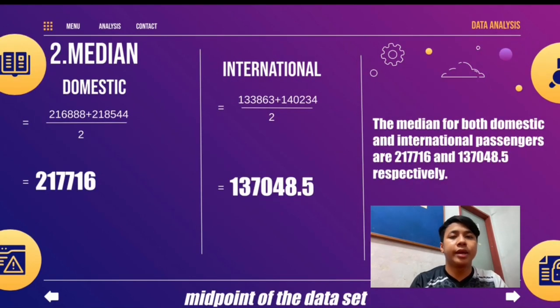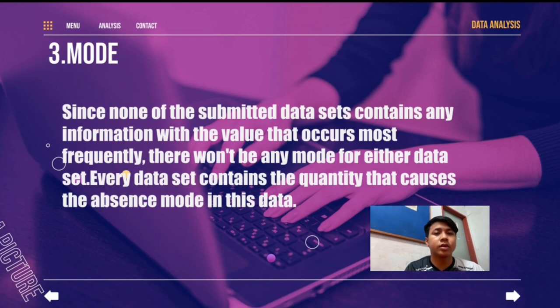And then for the median, for domestic is 217716 and for international is 137048.5. The median for both domestic and international passengers are 217716 and 137048.5 respectively. Last is mode. Since none of the submitted dataset contain any value that occurs most frequently, there would not be any mode for the datasets.